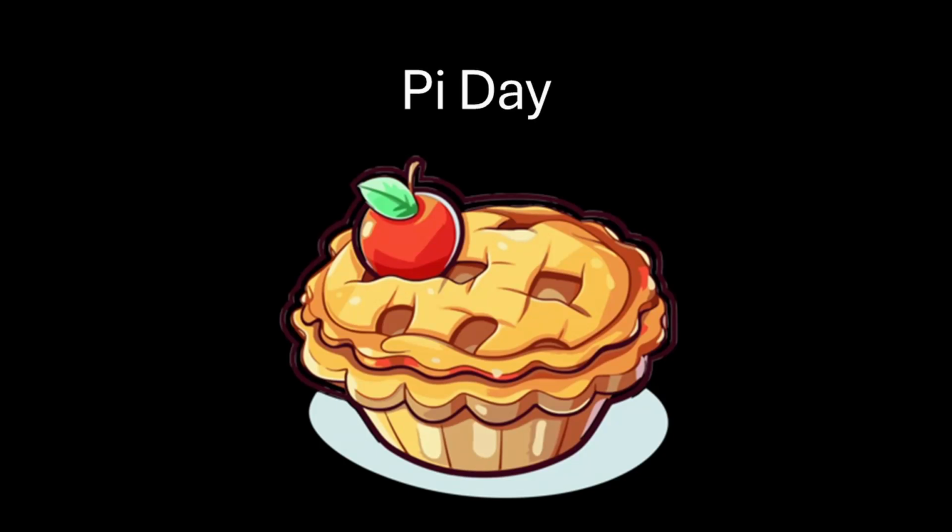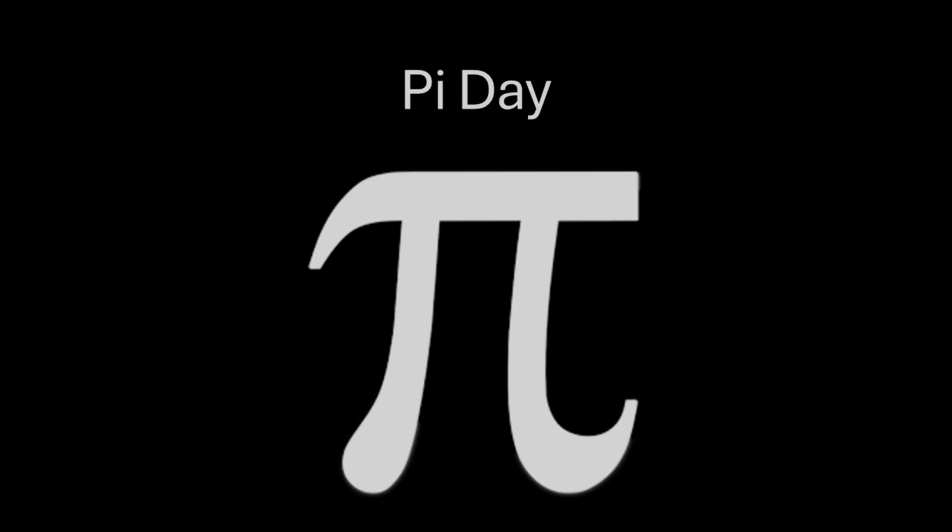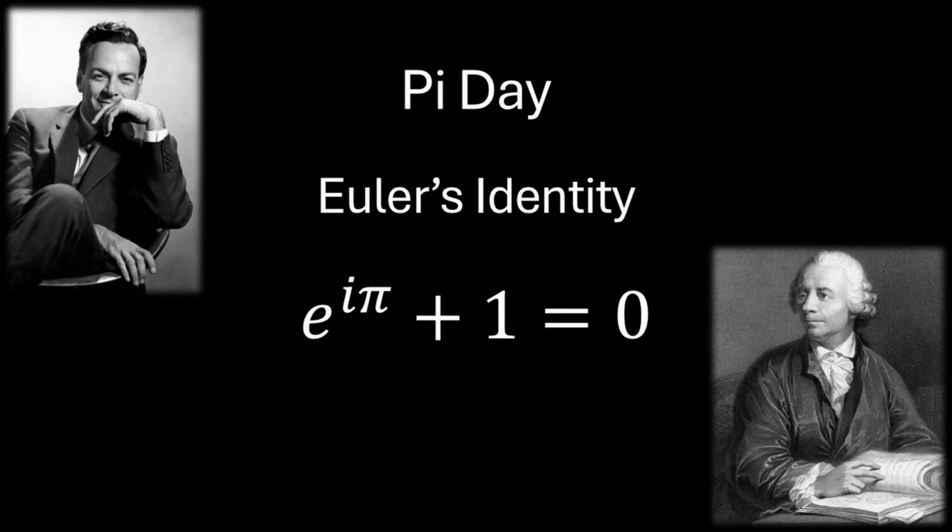We all love pie, don't we? No, I don't mean apple pies, but a mathematician's favorite, the irrational number pi. The most beautiful equation in mathematics, as endorsed by the physicist Richard Feynman, is Euler's identity, which involves pi. Here it is: e to the power i pi plus 1 equals 0.